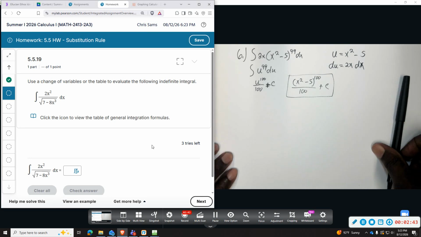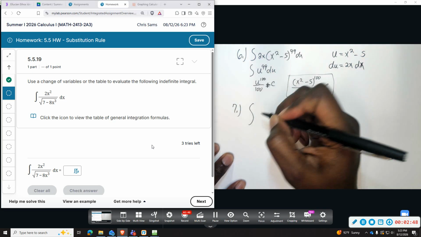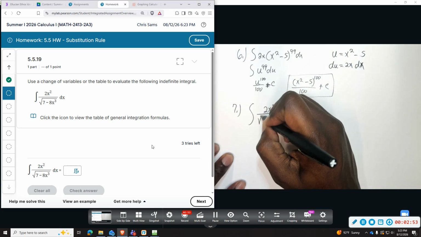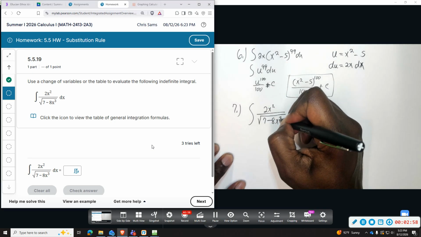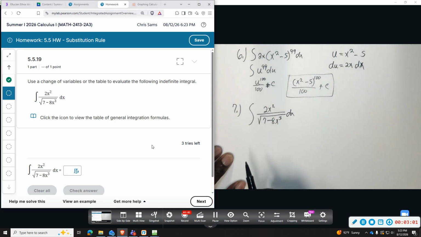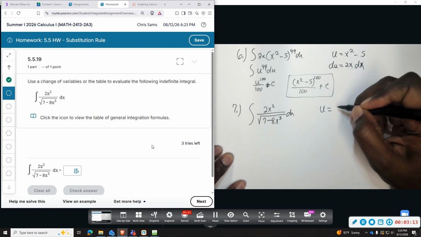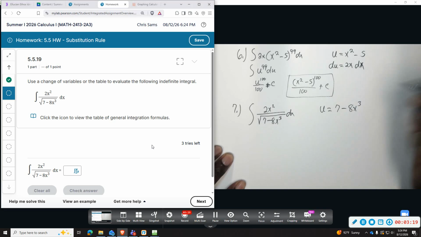Number 7, we're going to do a change of variable here. So we're integrating 2x squared over the square root of 7 minus 8x cubed dx. So for the inside function, if I see a smaller power, I'm always going to use the bigger power to be x. So x to the third, when I take the derivative, I'll get an x squared, so I'm going to start there. U equals 7 minus 8x to the third.